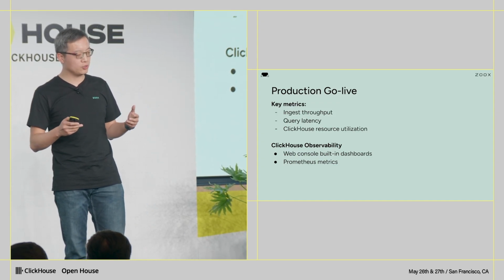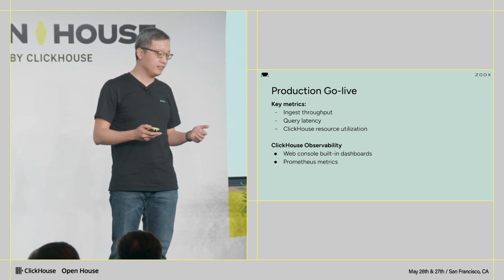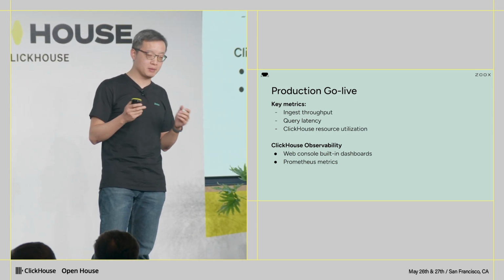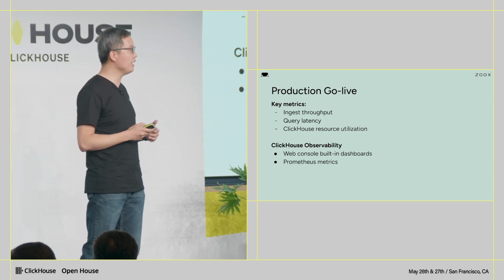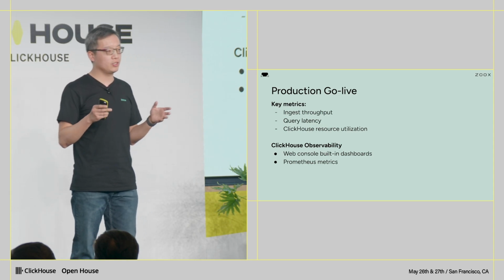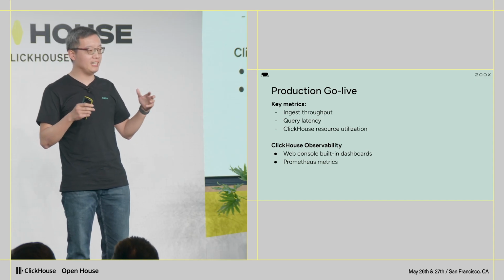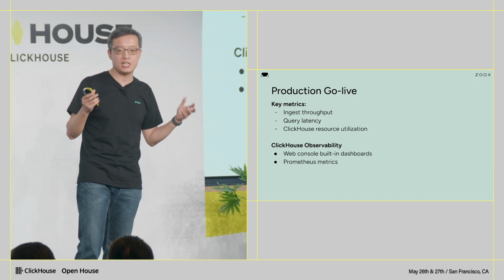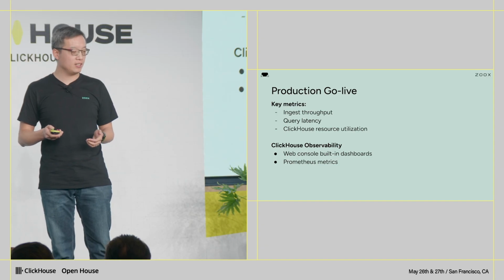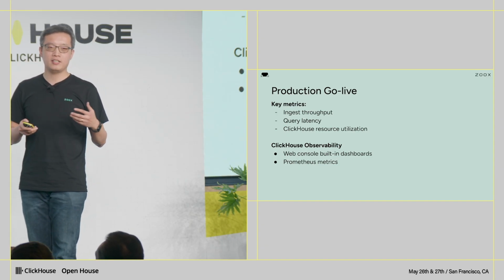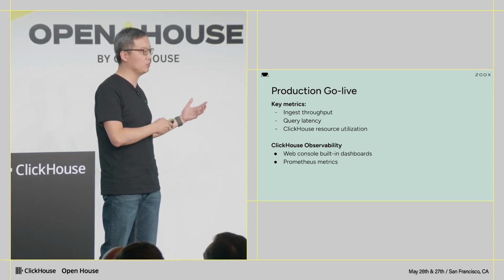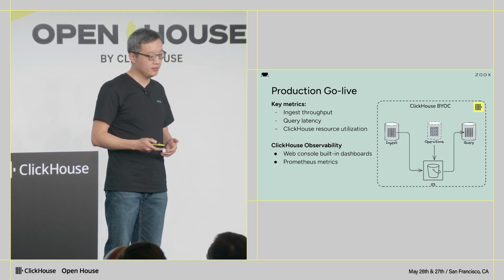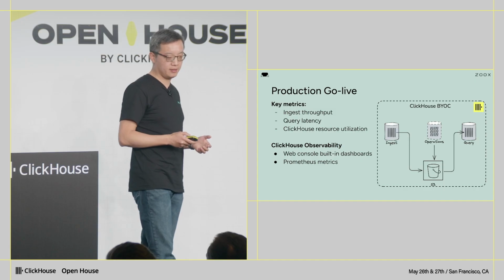So how do we know those metrics? Luckily, ClickHouse has built-in observability to help us check those metrics. One way is to use the ClickHouse Cloud web console. You can easily go into the monitoring, where there are dashboards you can check. The other one is the Prometheus metrics. There are endpoints that you can scrape those metrics from into your own observability stack.